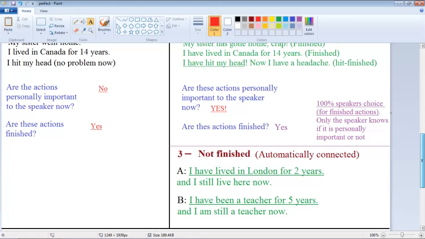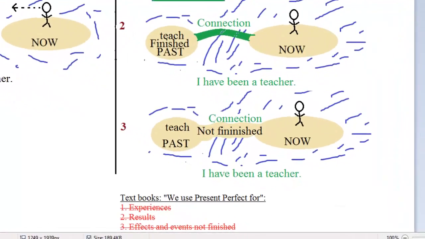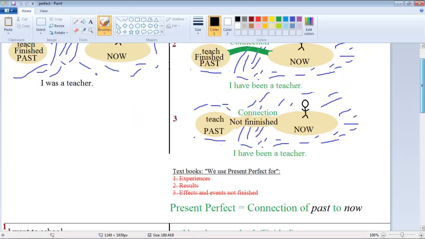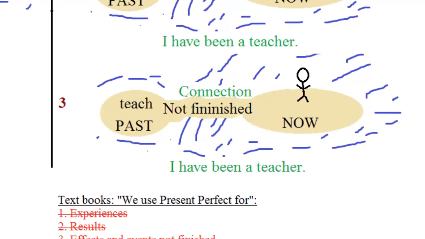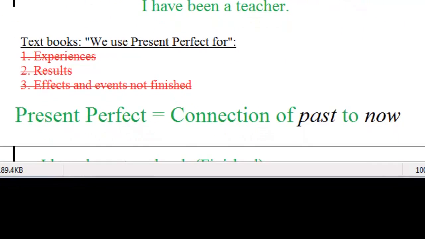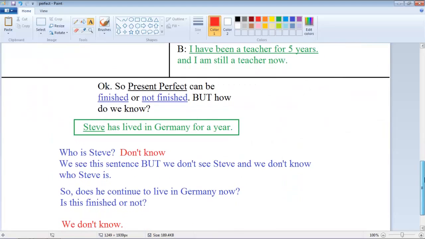Look at section number 3 for not finished actions. Here I have been a teacher for 5 years and I am still a teacher now. These sentences are not finished, and like I said before, when I look into the past at something that's not finished, my island, my action is automatically connected to now. But the big rule here is that present perfect is a connection of past to now. That's the big rule about present perfect. It can be connection by choice, or it can be automatically connected. But it doesn't matter. The big rule here is connection.